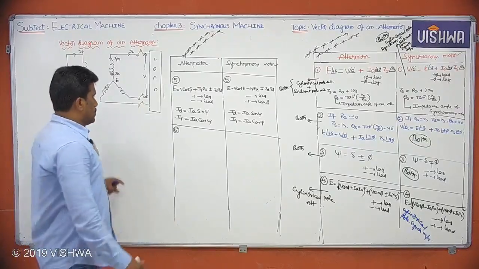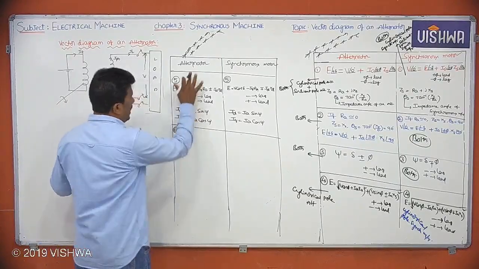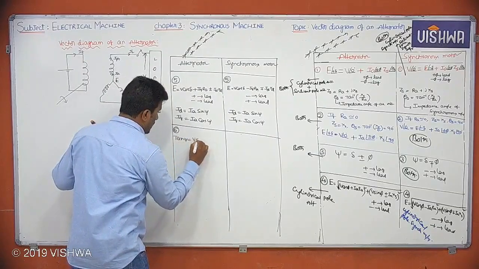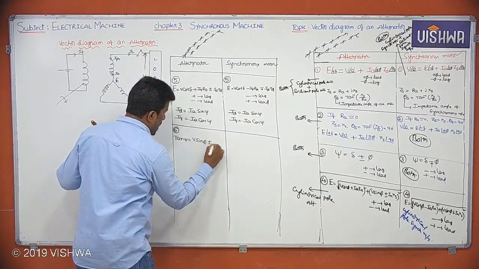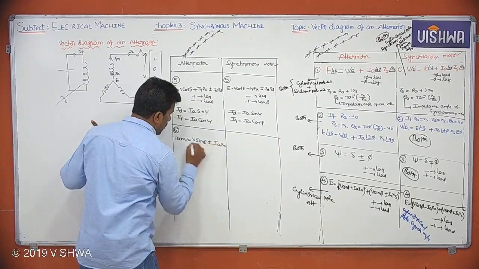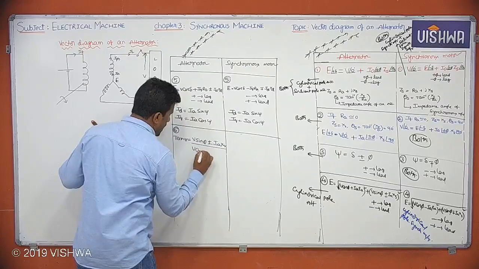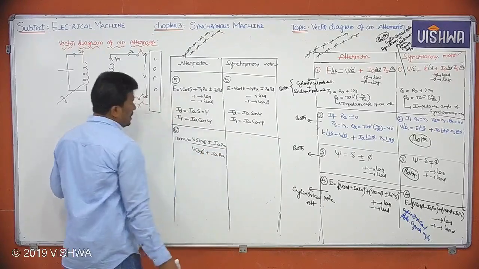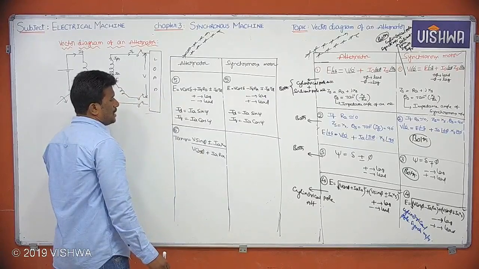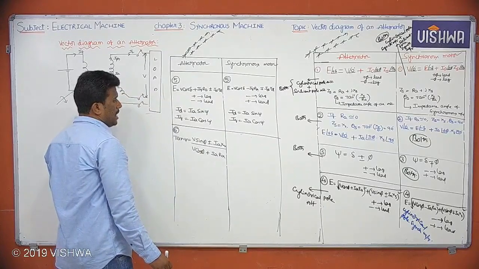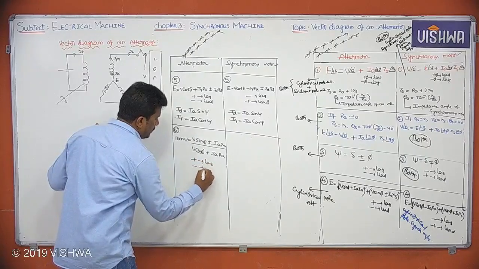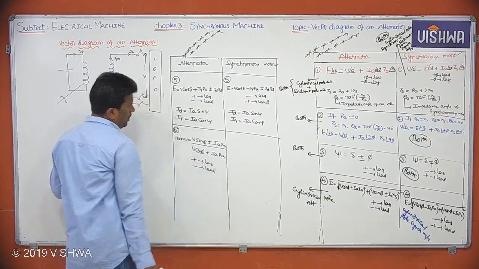Okay. So formula number 6 for salient pole alternator: tan psi equals V sin phi plus or minus Ia Xq by V cos phi plus Ia Ra. Tan psi equals V sin phi plus or minus Ia Xq by V cos phi plus Ia Ra, where plus is for lag, minus is for lead.